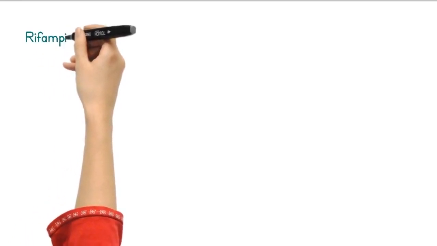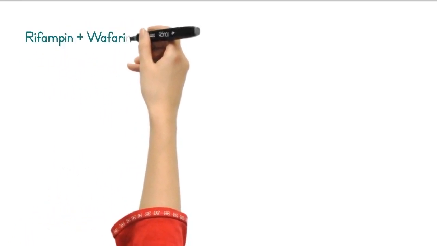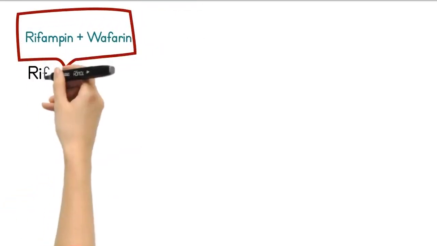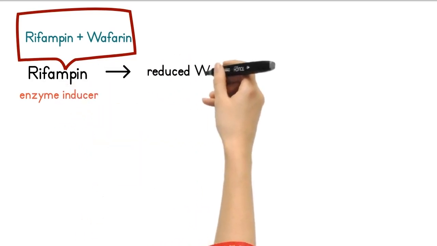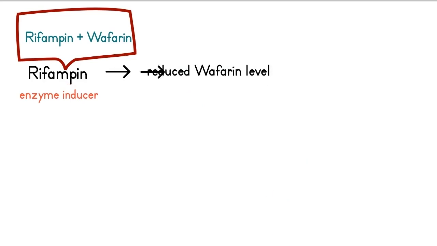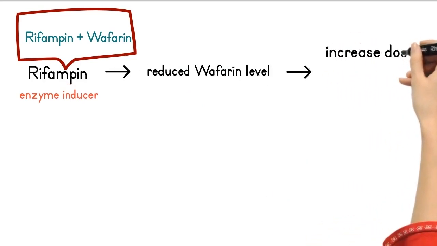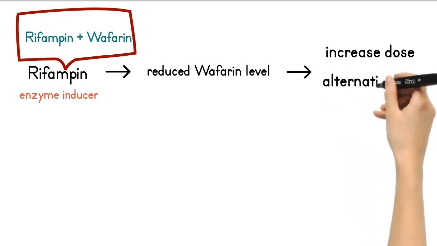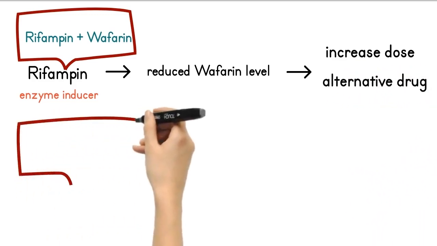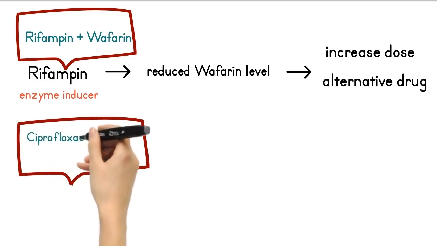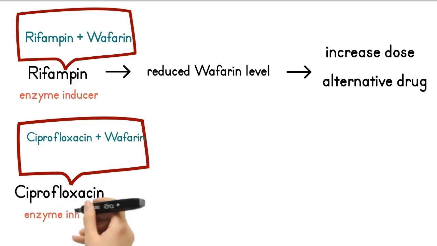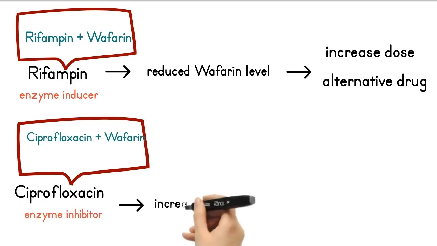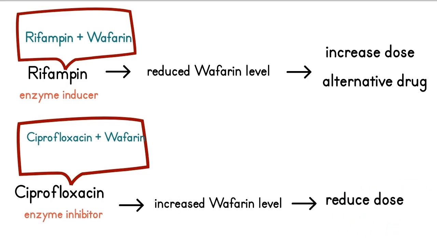Here is an example of the co-administration of rifampin and warfarin. Rifampin is an enzyme inducer, and therefore can reduce the concentration of warfarin. It requires an increased dose of warfarin or an alternative medication to achieve the therapeutic effects of warfarin. Conversely, when ciprofloxacin is co-administered with warfarin, ciprofloxacin is an enzyme inhibitor that can elevate the levels of warfarin, increasing the risk of bleeding. In such cases, the dose of warfarin may need to be reduced.